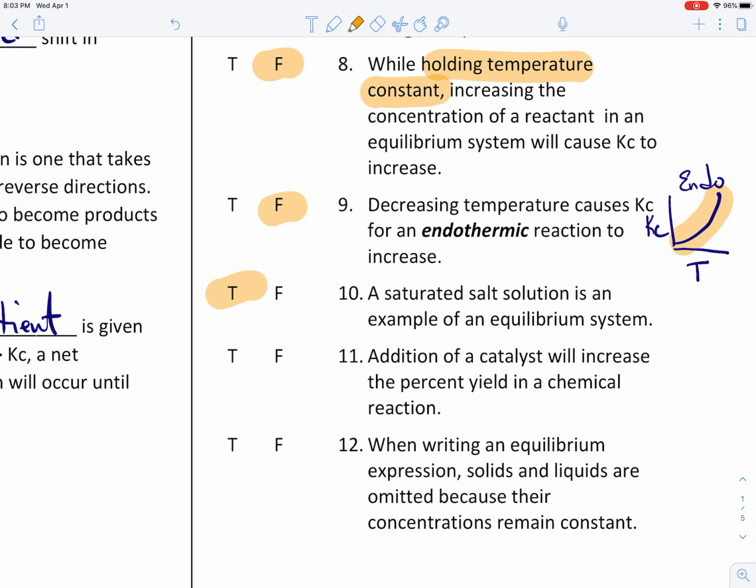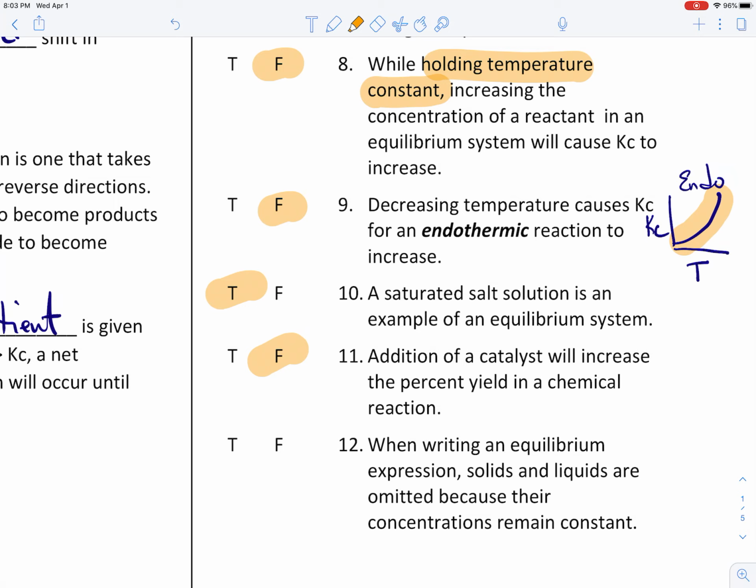Number 11, a catalyst increases the percent yield in a reaction. That's false. The catalyst would make you reach an equilibrium system faster, but the catalyst doesn't change the value of Kc and therefore will not change the percent yield in the reaction.